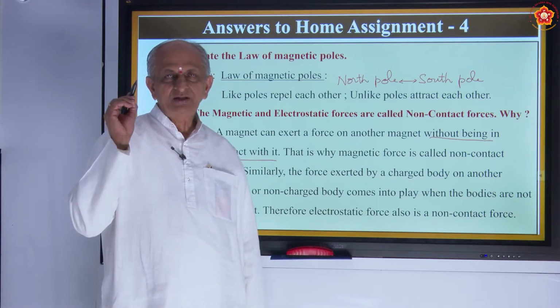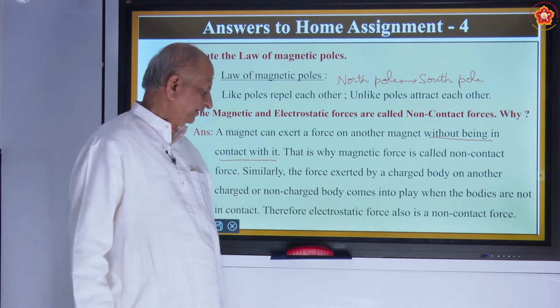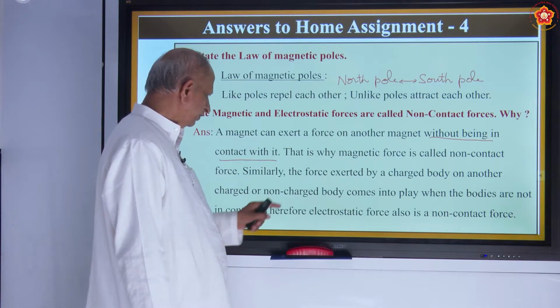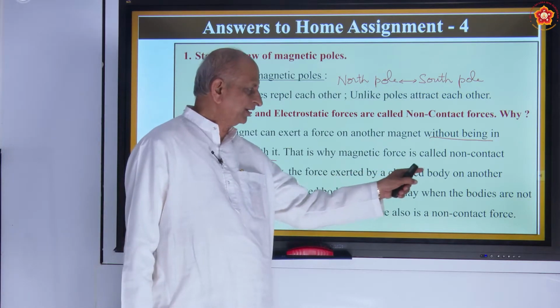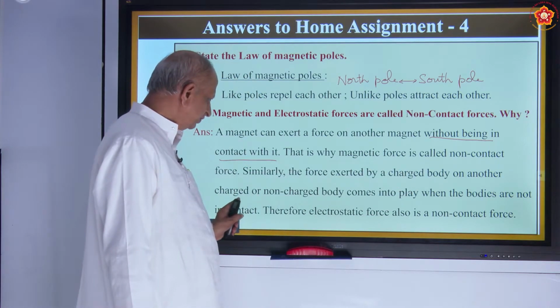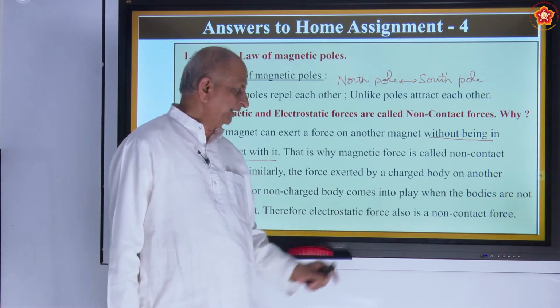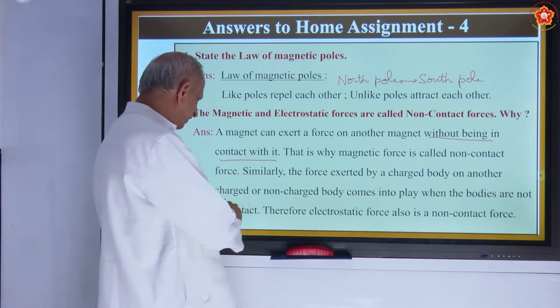Therefore, it is called non-contact process, non-contact forces. Similarly, force exerted by a charged body on another charged or uncharged body comes into play when the bodies are not in contact.